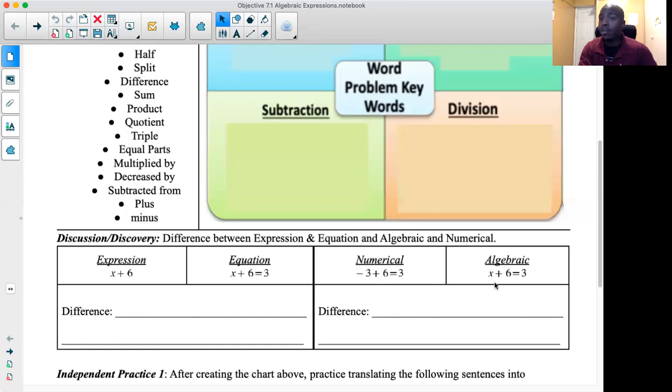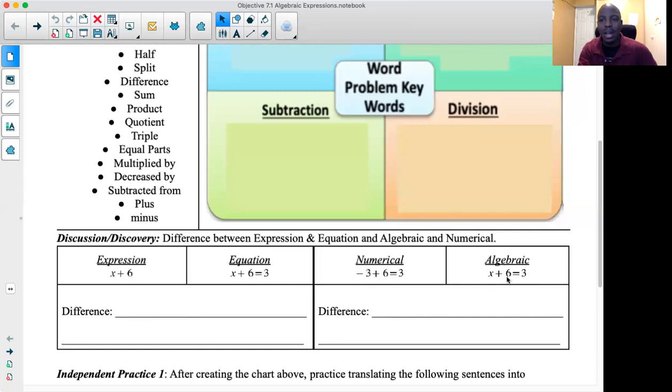All right. If you said, when I look at both of them, Mr. Woodford, there's a -3 here, but there's an x there. Good. That is the obvious difference. But what makes this one algebraic? Which one makes this one numerical? The reason this is called numerical is because it only has numbers. Numerical means numbers. It's a number equation.